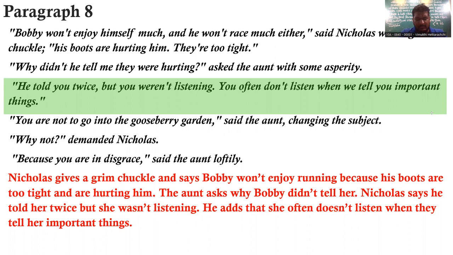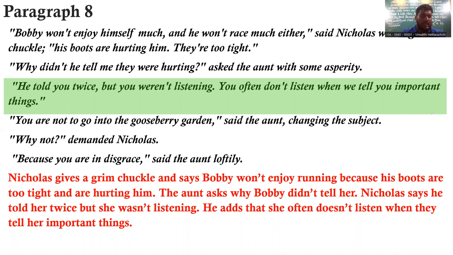...to Nicholas by saying that you have to enter the gooseberry garden, you should not enter the gooseberry garden. This gives some kind of motivation to Nicholas to enter and see what is going on there. So shall we move on to the next part?